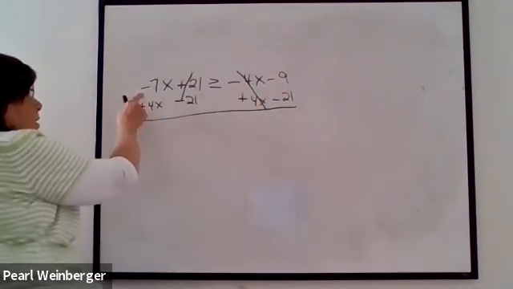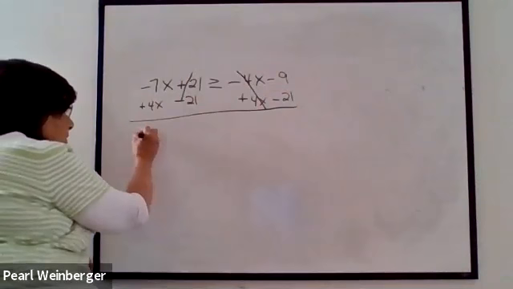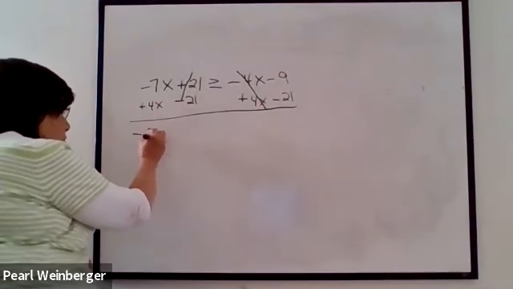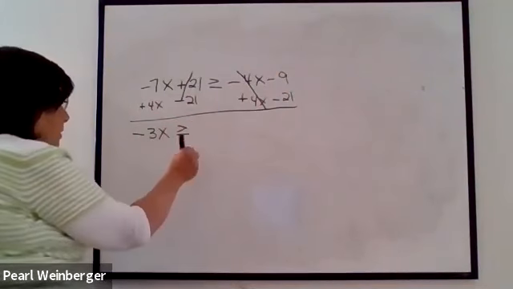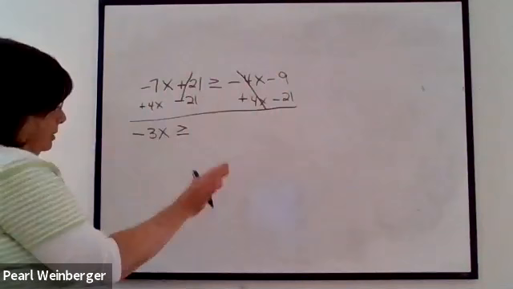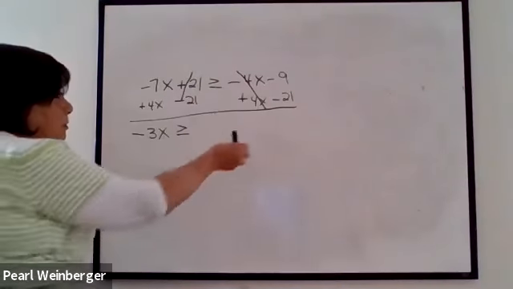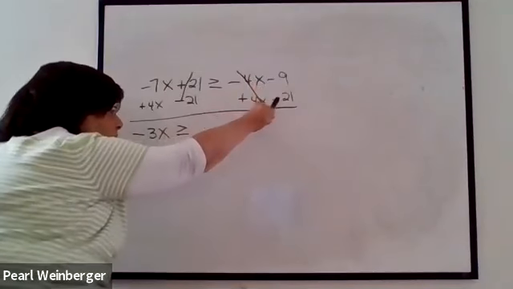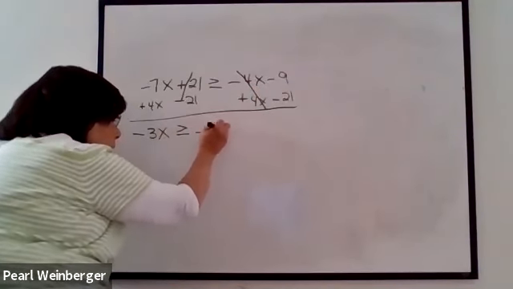So in the end, I'll have all the x's on the left side, all the numbers on the right side. Here I have negative 7x plus 4x, which gives me negative 3x, greater than or equal, because I don't change the inequality when I'm moving things from one side to the other. I always leave it in the same order. And here I have a negative 9 and a negative 21, which is a negative 30.